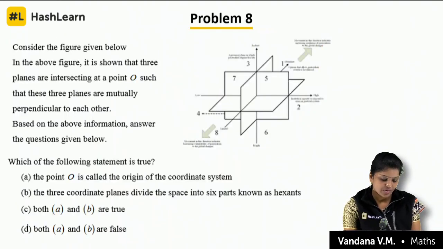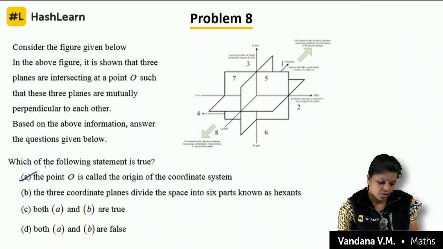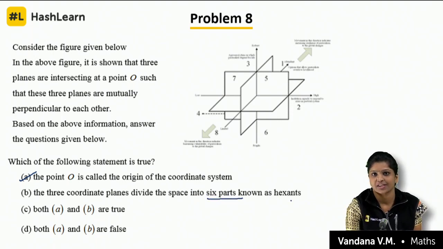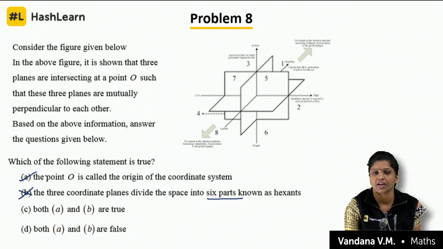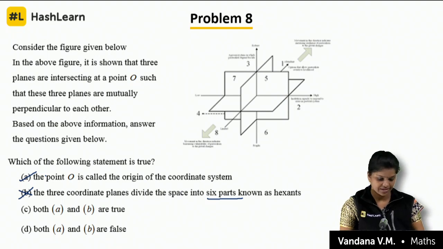Next question is this. Which of the following statements is true? The point O is called the origin of the coordinate system. So this is correct, right? Next. The three coordinate planes divide the space into 6 parts known as hexagon. Is it correct? Wrong, right? It divides the space into 8 parts, that is we will call it octants, isn't it? So it is not that both A and B are true or both are false. Only one option is correct, that is option A. Clear, children? Next.